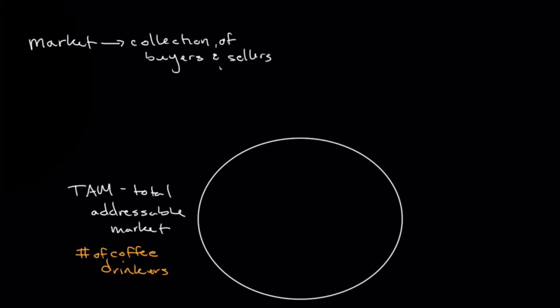Now, within the total addressable market, we also have a few different markets as well. So the first one here is what we call the serviceable addressable market. So I'm going to draw a little circle within this larger circle, and this is going to represent the serviceable addressable market, which I'll abbreviate as SAM. Now, this is essentially the market that we can reach. This is what we call reachable.